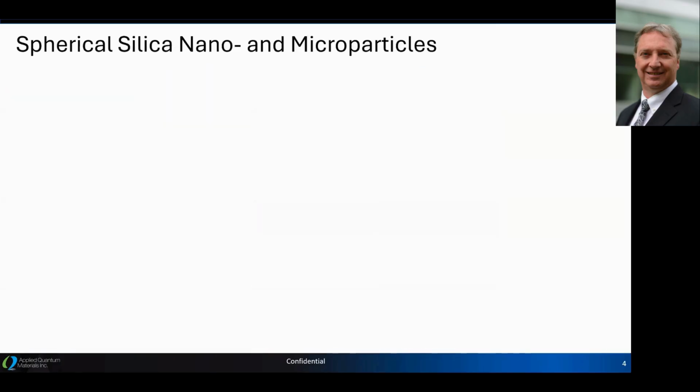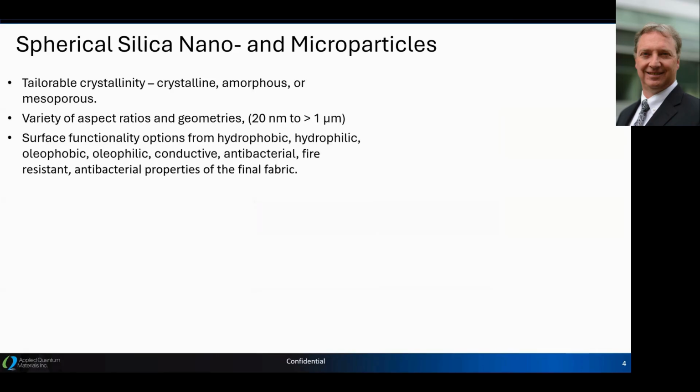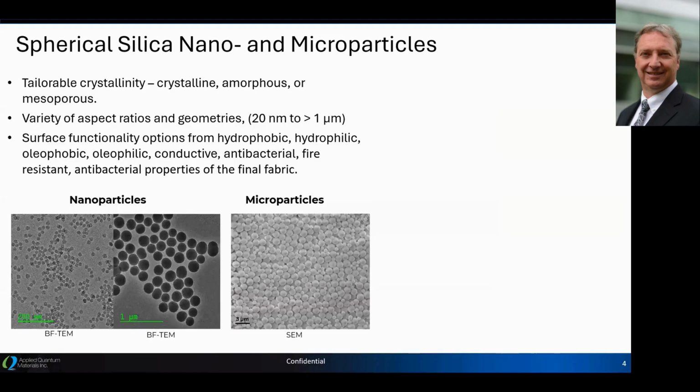So here's an example of some of the silica nano and microparticles. We can tailor their crystallinity, whether they're crystalline, amorphous, or mesoporous. We can change their size anywhere from 20 nanometers to over a micron. Then we can surface functionalize these to give you pretty much any property that you want, like hydrophobic, oleophobic, conductive, antibacterial, fire-resistant.